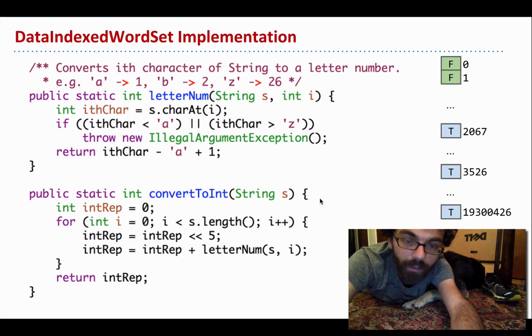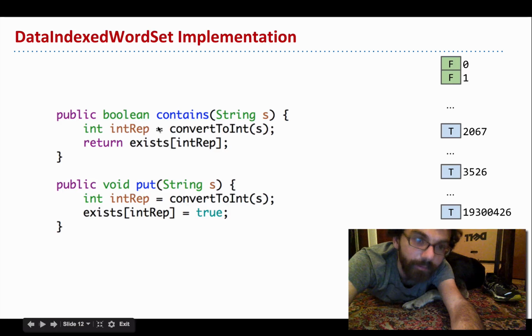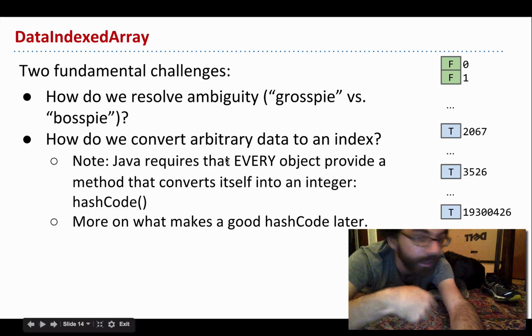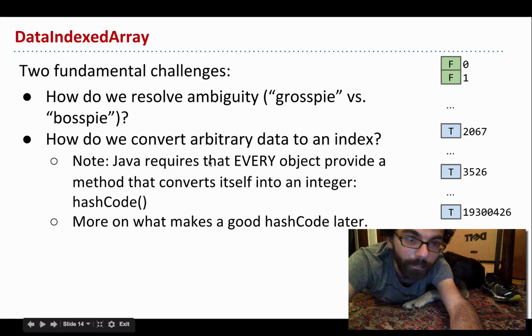Well, the big picture here is there seems to be a generalizing principle. If we can take a piece of data and turn it into an integer, then maybe we can get a good data structure out of this. But we're still left with a couple of major challenges. One is, how do we resolve ambiguity? So if someone gives us the string gross pi versus boss pi, I certainly want to know which kind of pie I'm going to get before I eat it. And another one is, what makes for a good conversion function? The one we had so far seems to lend itself to ambiguity pretty easily. So is there something we can do better?